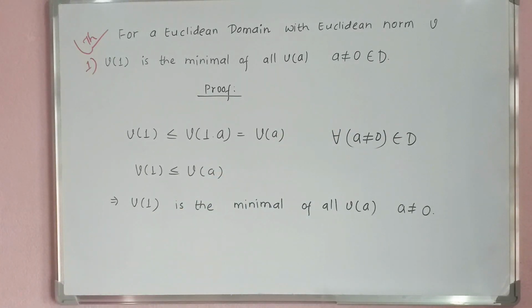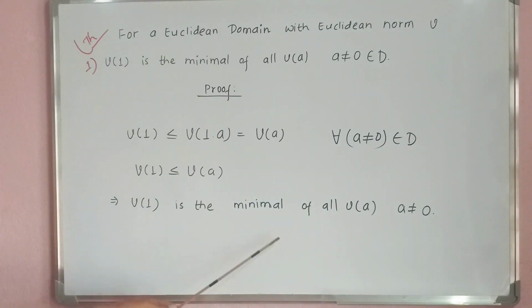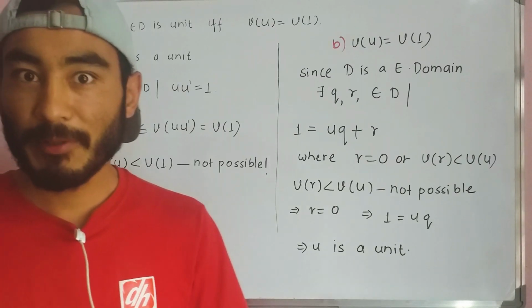Here is the proof. Norm of 1 is less or equal to norm of product of 1 and A, and that equals norm of A. This gives us norm of 1 is less or equal to norm of A for all A not equal to 0 belongs to D, and this clearly shows norm of 1 is the minimal of all norm of A, A not equal to 0, belongs to D. Proved.